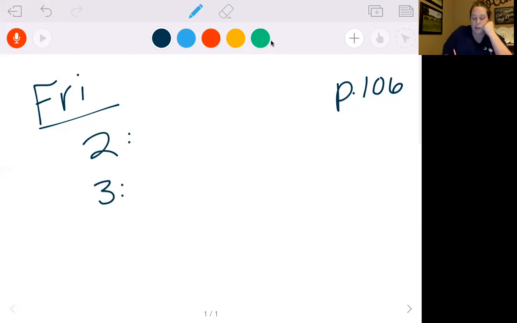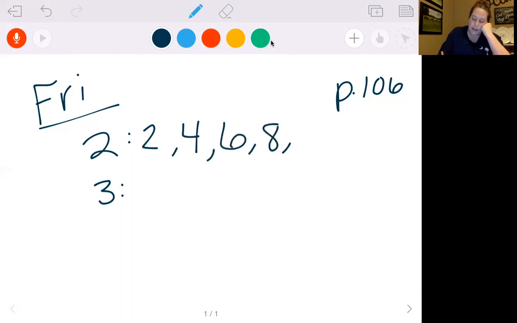2 times 1 is 2. 2 times 2 is 4. 2 times 3 is 6, 8, 10, 12. We're just going to count by 2s, right? 2 times 1 is 2, 2 times 2 is 4, 2 times 3 is 6, 2 times 4 is 8, 2 times 5 is 10, all the way on.